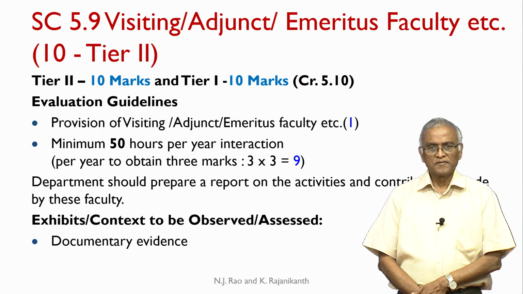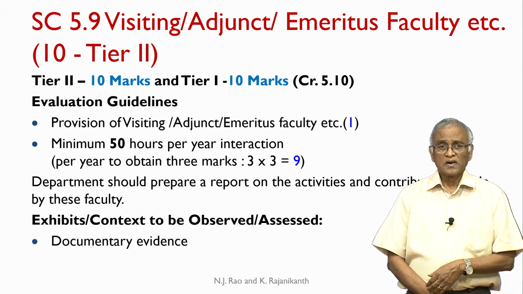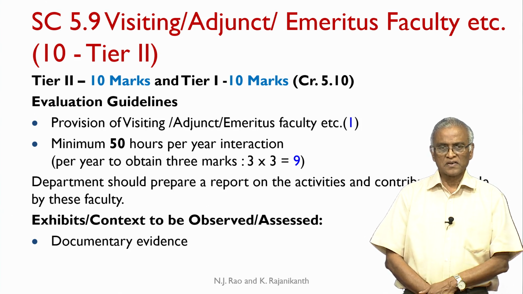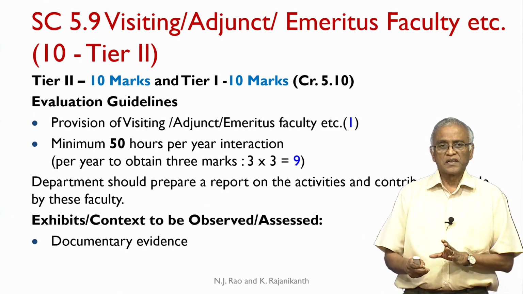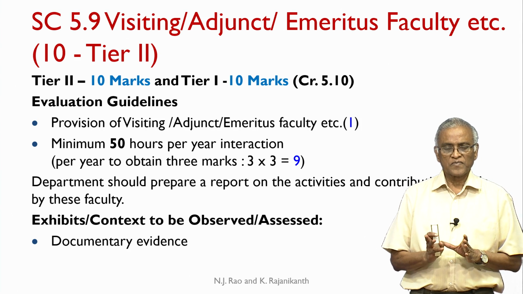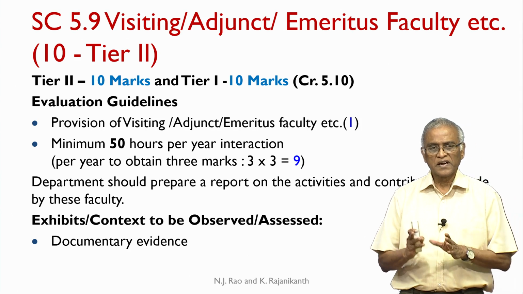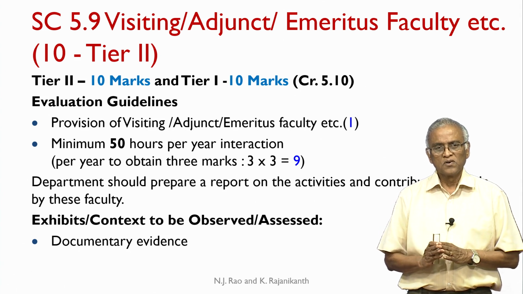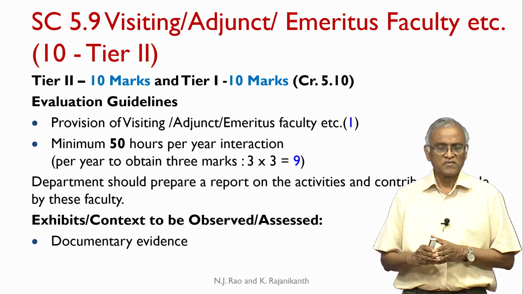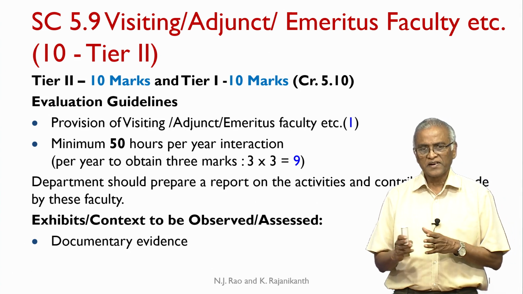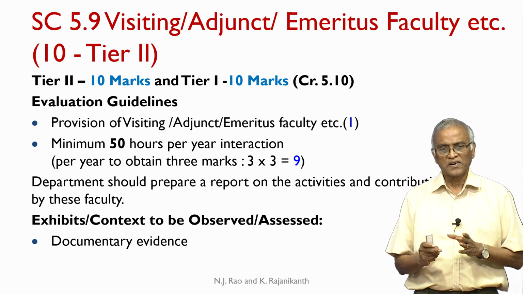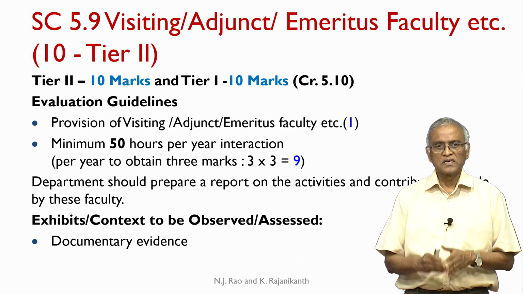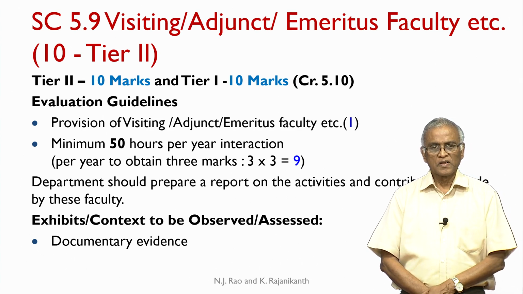And you have 5.9, which is related to visiting, adjunct and emeritus faculty. See, they are different from contract faculty. That means you are getting some expert to spend some time with you, who can come and either give a course or can interact with the faculty or can interact with the students. So you may have them, but who will be considered these faculty?